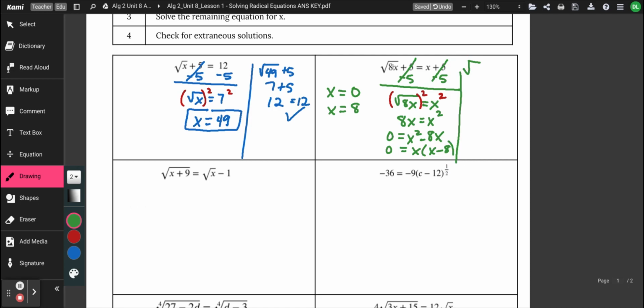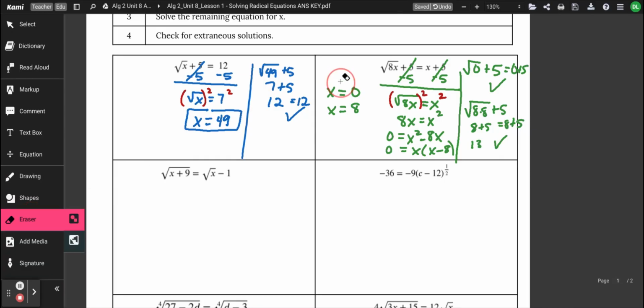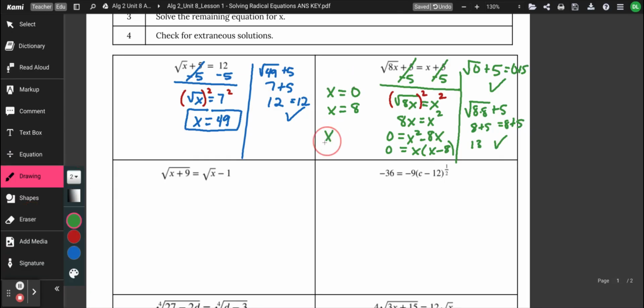So the square root of 8 times 0 is 0. Plus 5 equals 0 plus 5. That works. The second one would be the square root of 8 times 8 plus 5, which is going to be 8 plus 5, which is 13. And the right side of the equation is also 8 plus 5, so that one also works. So both of these would be my solution. Actually, I'm going to write it as a single answer. So I would say x equals 0 or 8. You can leave it separate if you want to.